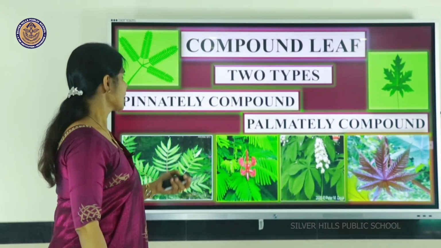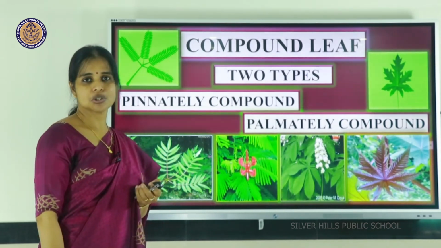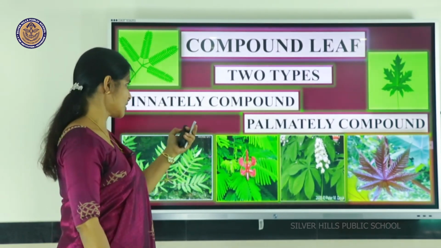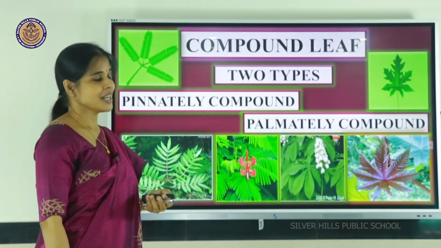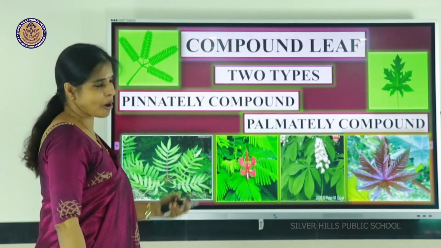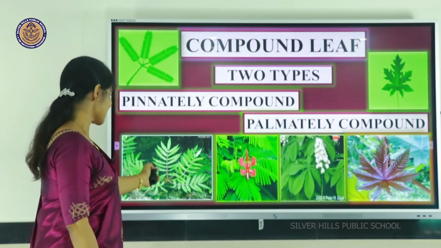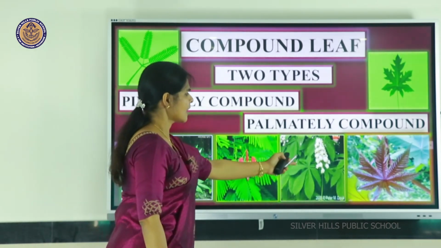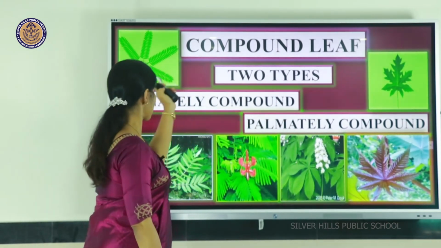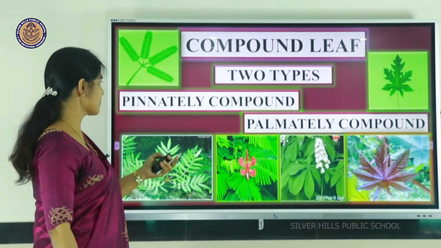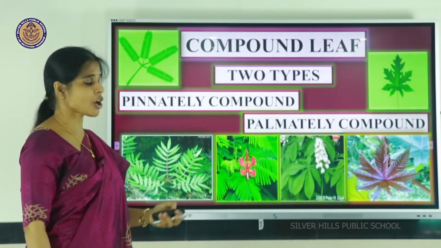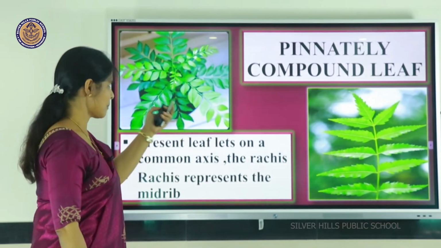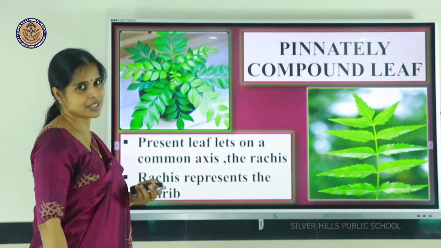Compound leaves are again divided into two types. One is pinnately compound, the other is palmately compound. These pictures are very common for you; you must have seen all of these. This is the picture of the neem plant, this is the mayflower, and Alstonia, ricinus, papaya leaf. All these are examples of either pinnately compound or palmately compound leaves. Let us discuss the pinnately compound leaf.